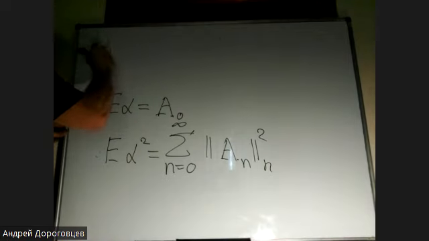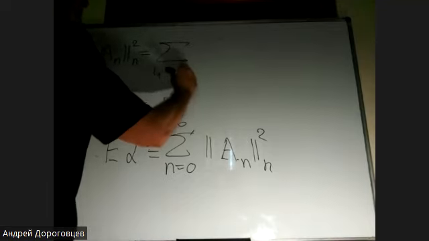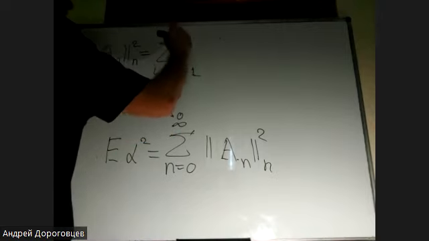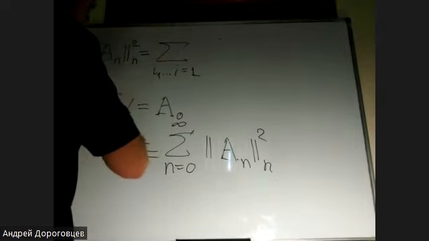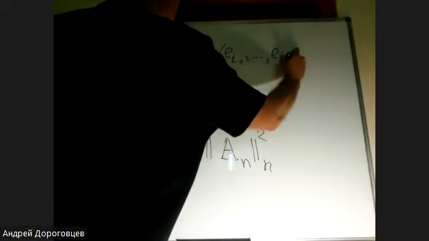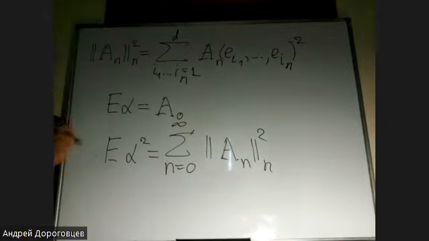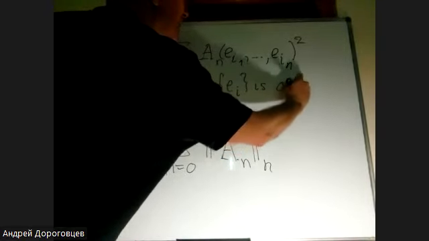The norm squared is defined as follows. Now let us take an arbitrary orthonormal basis e1, ..., en, ... and take the sum over k from 1 to infinity of the squared norms of the multilinear form a_n applied to e_{k1}, ..., e_{kn}, where this is an orthonormal basis.